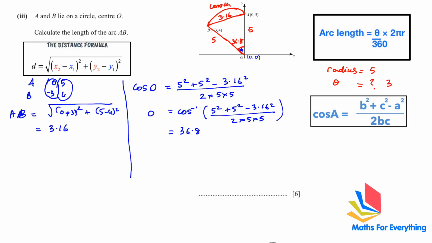Now that we know our angle and we also have the radius, we can use the arc length formula to get our answer. The arc length AB is equal to 36.8 over 360 multiplied by 2 multiplied by pi multiplied by 5, and we will get 3.21. So that's our answer. A very long question. If you knew these rules, then you would have been able to connect the dots.